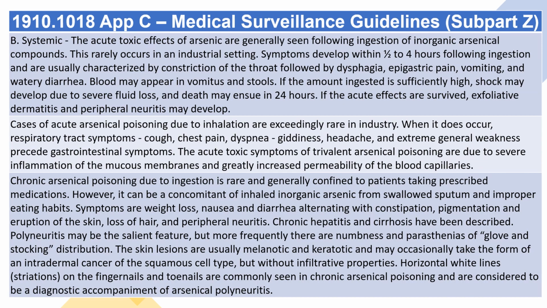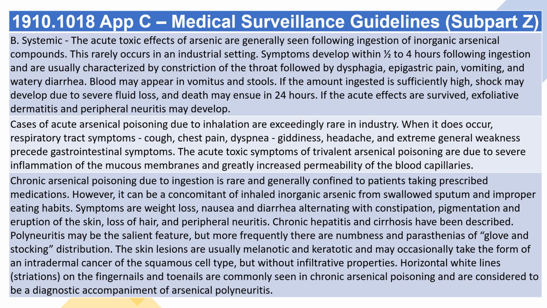B. Systemic. The acute toxic effects of arsenic are generally seen following ingestion of inorganic arsenical compounds. This rarely occurs in an industrial setting. Symptoms develop within 1/2 to 4 hours following ingestion and are usually characterized by constriction of the throat followed by dysphagia, epigastric pain, vomiting, and watery diarrhea. Blood may appear in vomitus and stools. If the amount ingested is sufficiently high, shock may develop due to severe fluid loss, and death may ensue in 24 hours. If the acute effects are survived, exfoliative dermatitis and peripheral neuritis may develop.